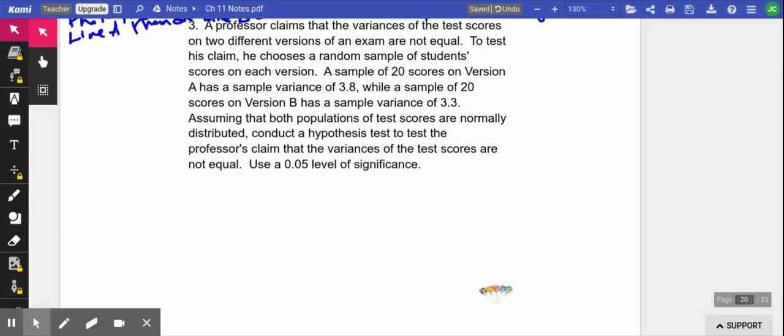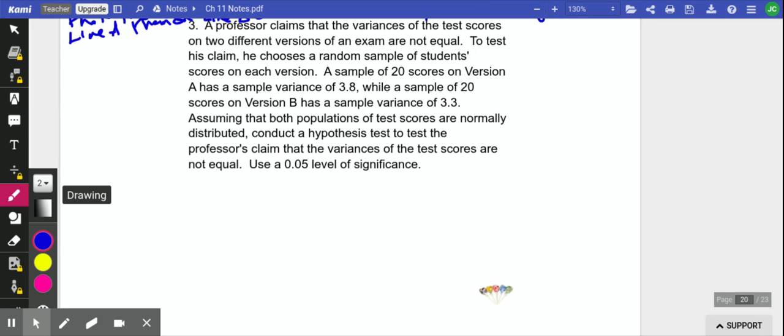A professor claims that the variance of test scores on 2 different versions of the exam are not equal. So he's got a sample of scores on each version. We've got the information there. Assuming they're both normally distributed, conduct a hypothesis test, use a 0.05 level of significance. All right, so let's start. It's always a good idea to define your population. So population 1 is going to be version A of the test, and population 2 is going to be version B.